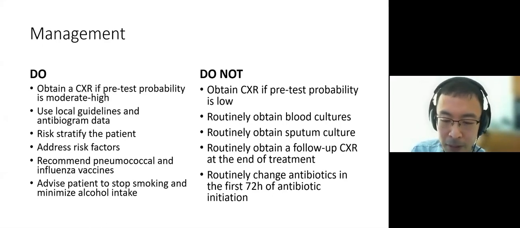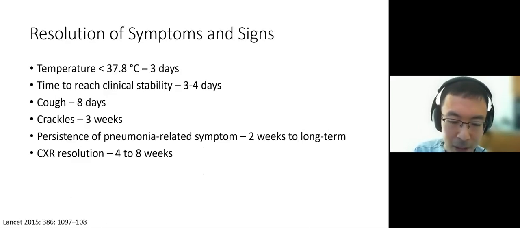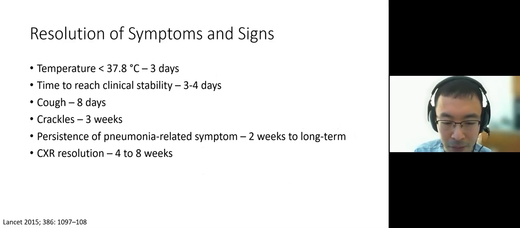And the last point here is important. Don't routinely change antibiotics in the first 72 hours unless the patient's actually getting worse. Because it can take up to 3 days before you see a clinical response. So on average, it takes about 3 days for fever to subside, 3 to 4 days to reach clinical stability, and 8 days for cough to fully resolve.